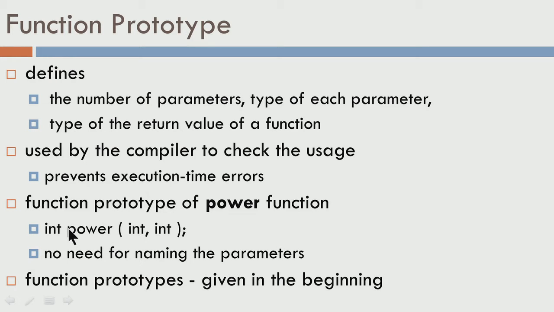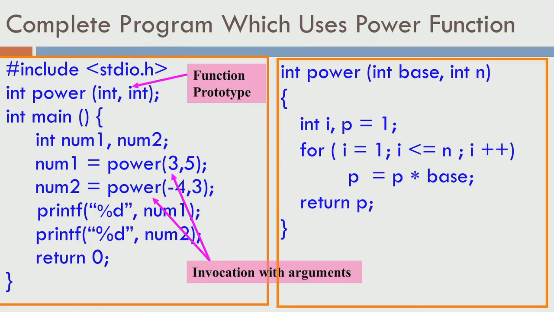At this point the compiler would not know whether base is the first parameter and n is the second parameter, or n is the first parameter and base is the second parameter. Actually it does not care at this point of time, right. However, later we actually put the variables base and n here and write a program appropriately. Typically function prototypes are given in the beginning of the program. So, let us see this.